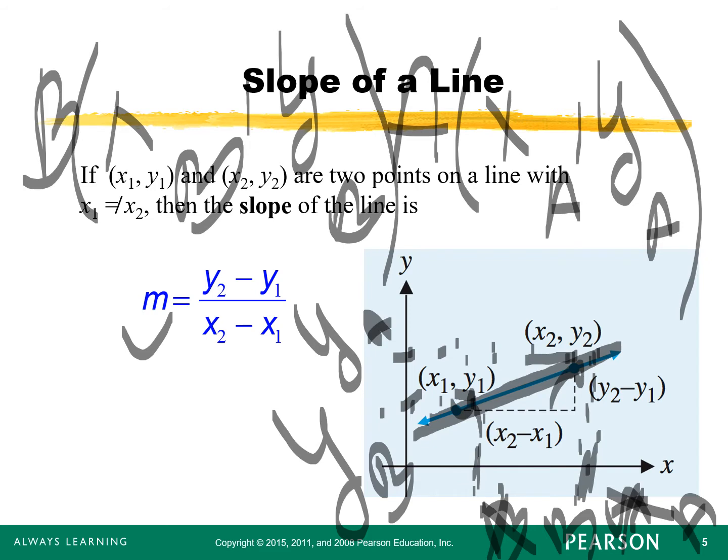If we want to calculate our slope, what should we do? We have to take YB minus YA divided by XB minus XA. This is the slope of the line of our graph.